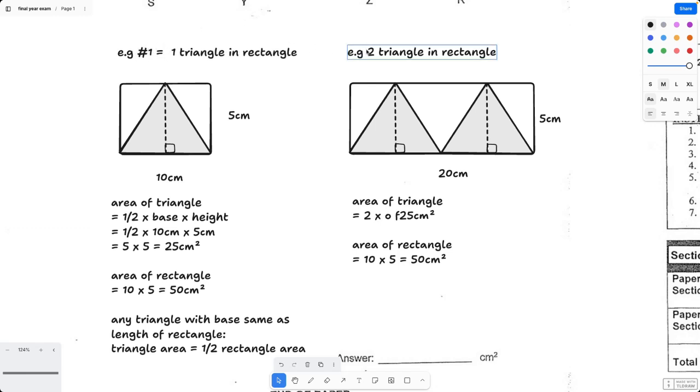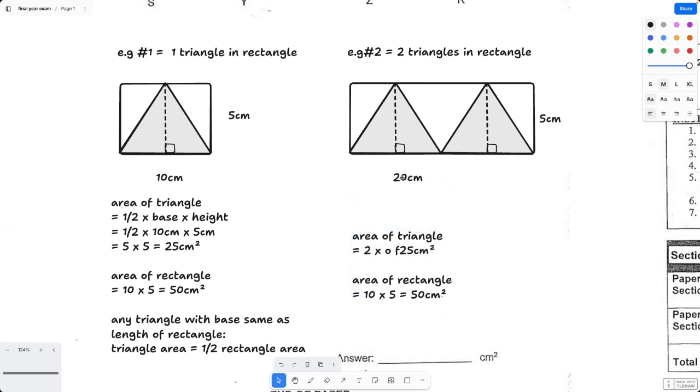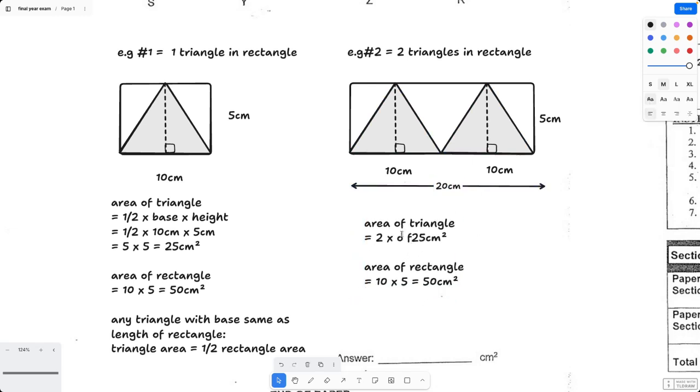Example number one, one triangle. Example number two, two triangles in a rectangle. So the area of triangle is basically two times of that. Because if this is 10 centimeters and this is 10 centimeters, that means this is 20 centimeters, right? Let me put an arrow. So that means just two times 25 centimeters squared, which in this case is 50. All right.